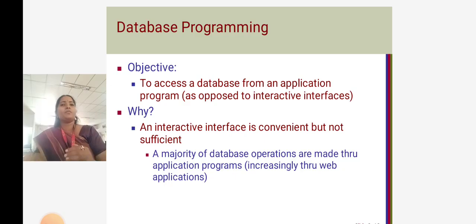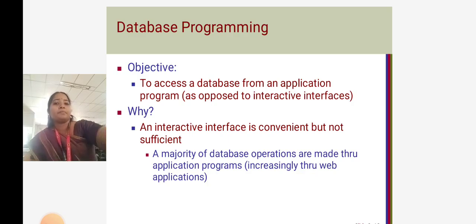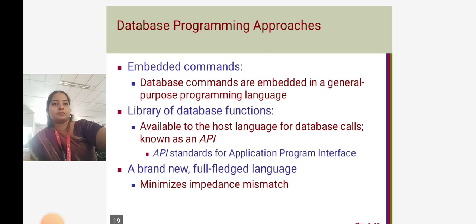Database programming. What is the objective of database programming? It is used to access a database from an application program, as opposed to interactive interfaces. An interactive interface is convenient, but it is not a sufficient form of usage. The majority of database operations are made through application programs, increasingly through web applications.